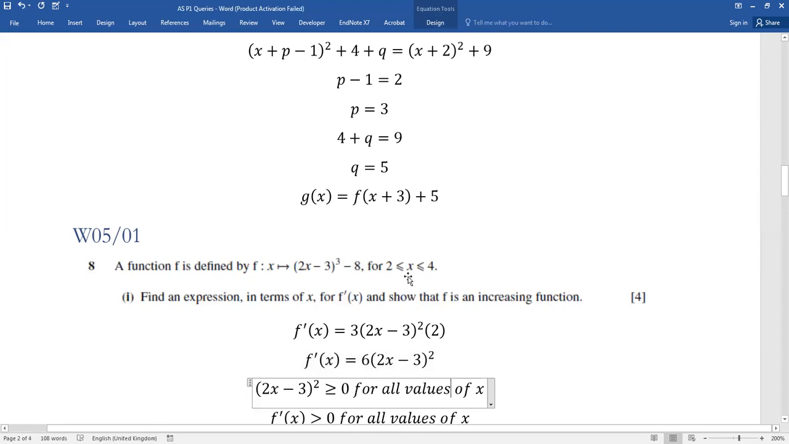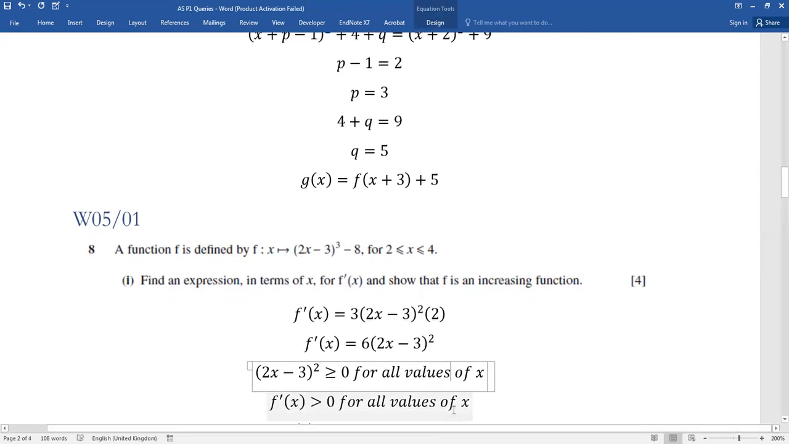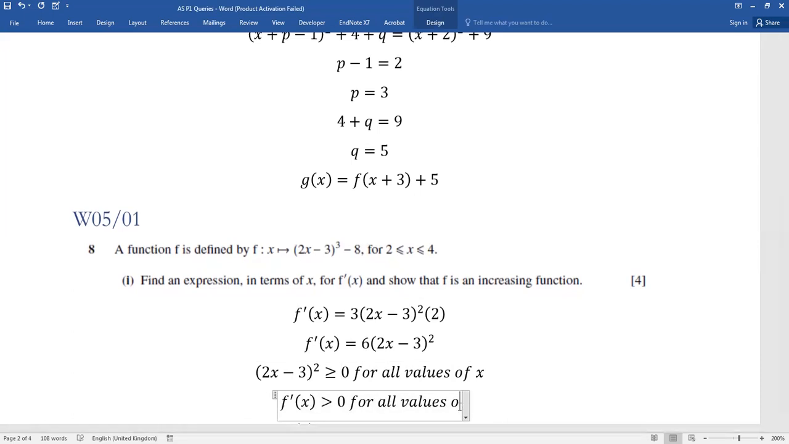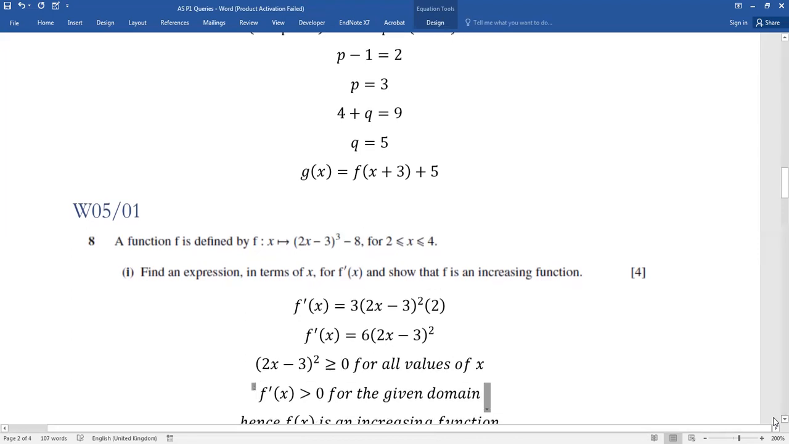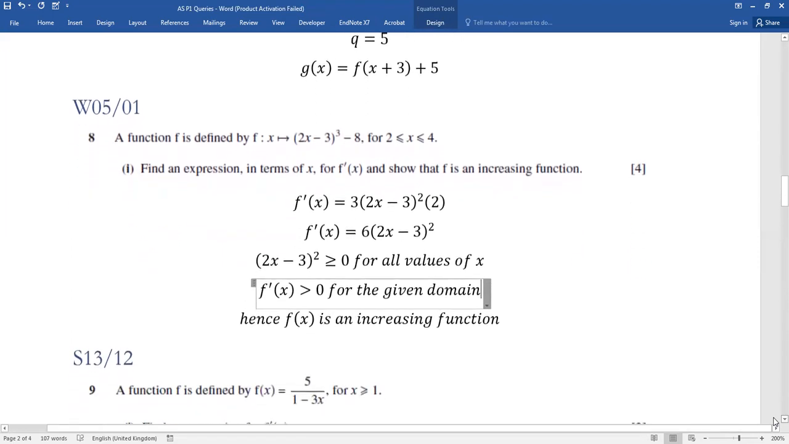Does the domain include 1.5? The domain does not include 1.5. That means that it will be greater than 0 for the given domain. Is this clear? सिर्फ सर हमें पता है 1.5 पे 0 होगी, बाकी सब पे तो हमेशा पॉजिटिव ही रहेगी. तो स्क्वायर है वो, स्क्वायर जाने तो नेगेटिव. For the given domain, it will always be positive, so the function will always be increasing. So the derivative is what tells us whether the function is increasing or decreasing.